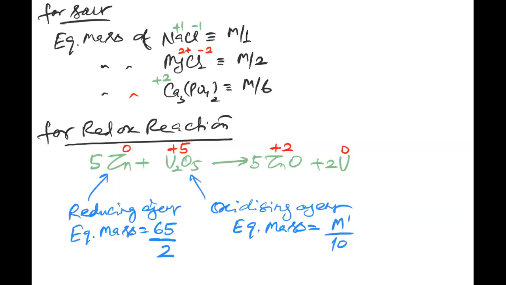So in general, equivalent mass is molecular mass divided by n factor. N factor can be valency for an element, it is basicity for an acid, it is going to be acidity for a base, it is going to be the total positive charge or negative charge on its ions per molecule for a salt. It is the number of electrons transferred per molecule or per atom in the case of a redox reaction, in the case of a reducing or oxidizing agent.